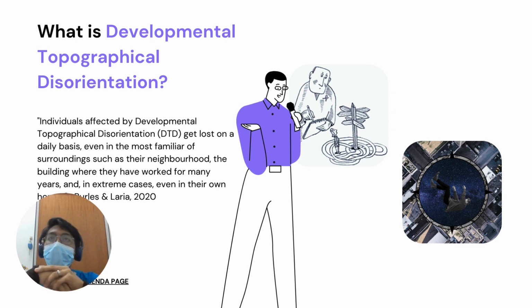Let's make it a quick example. You want to go to your favorite cafe, and you've been there so many times. You are very familiar with the space. Let's take, for example, Pasar Seni, and yet you still get lost going there. So it has something to do with your topographical disorientation, your DTD. It can last for many years, and in extreme cases, even in their own places and all that.